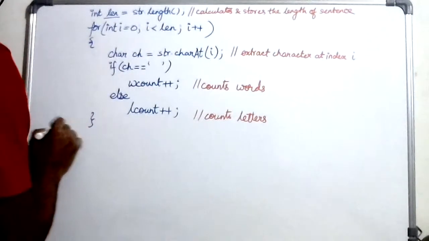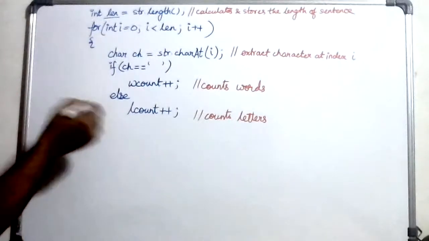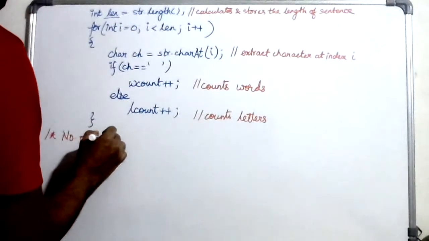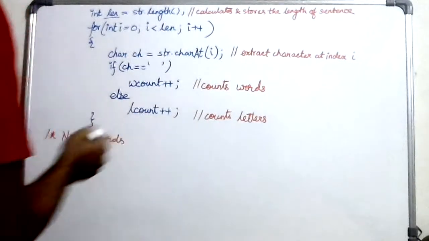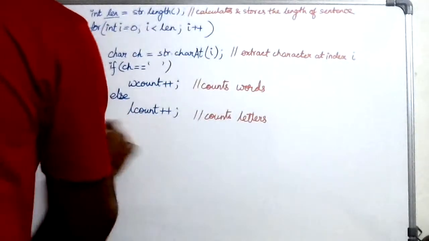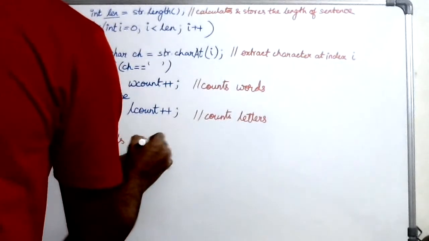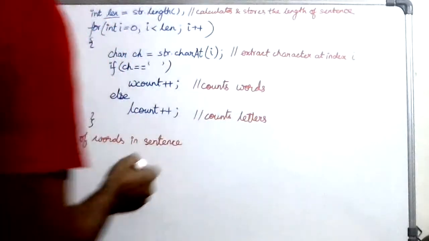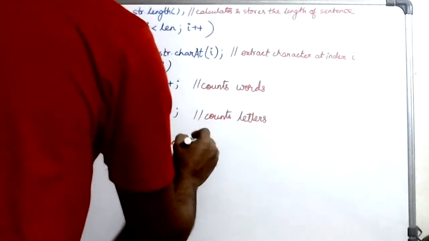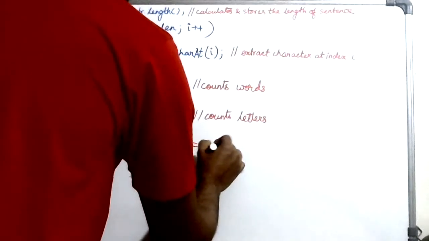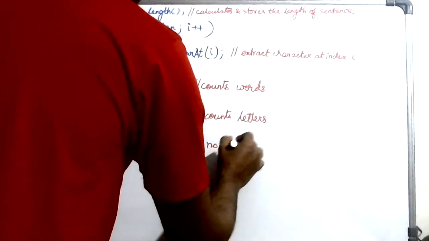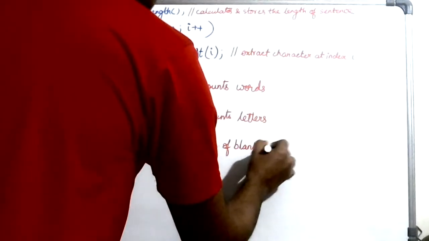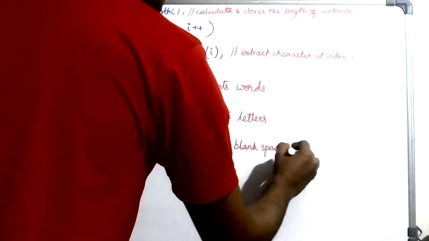So let me write it down here. Number of words. So this is just a mathematical way to represent the logic. Number of words in sentence is equal to number of blank spaces plus 1.